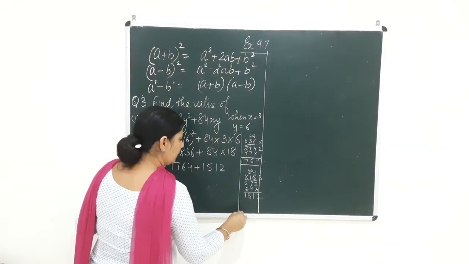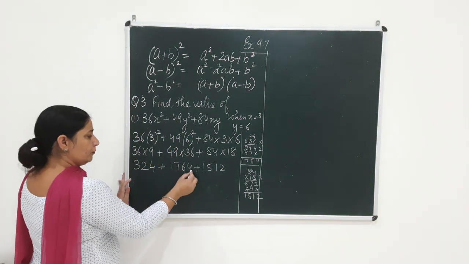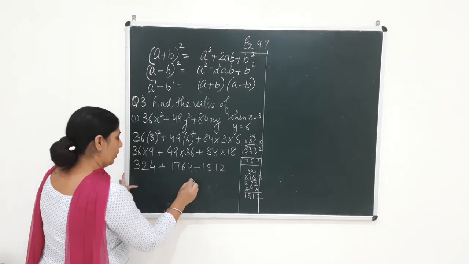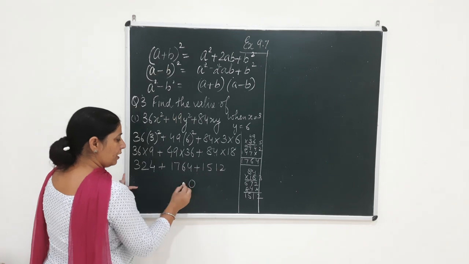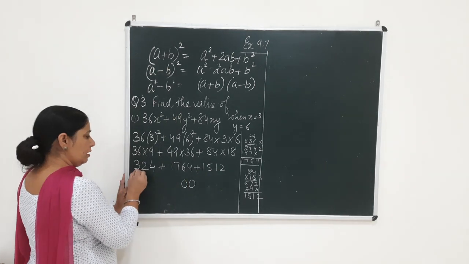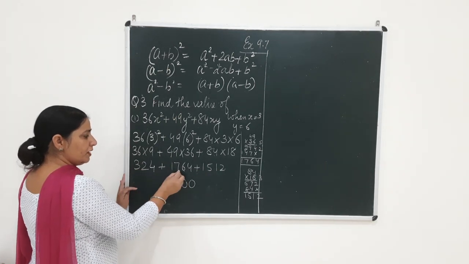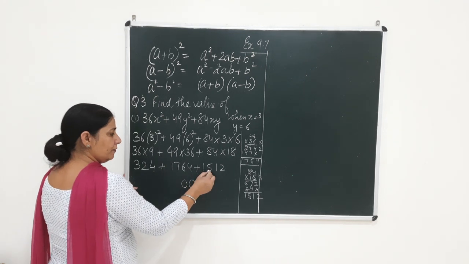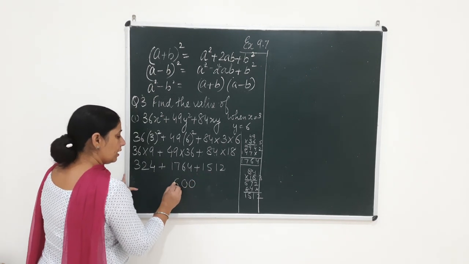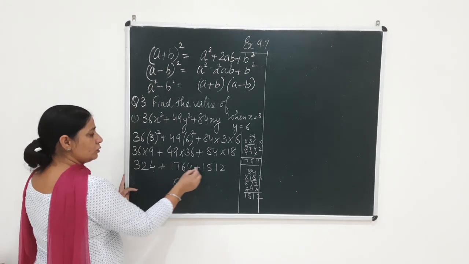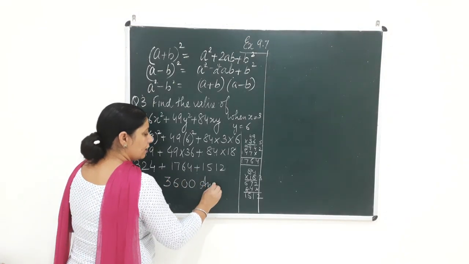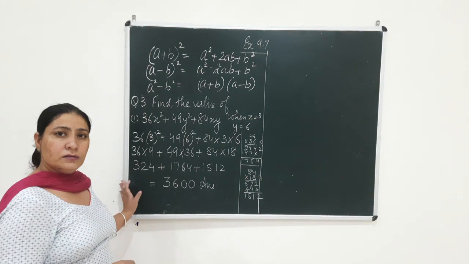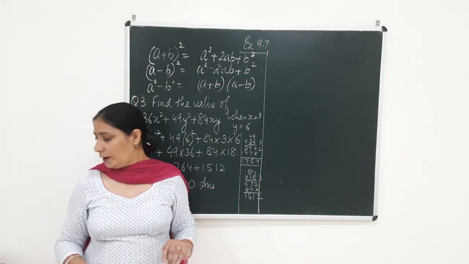Now, beta, we will add them all. 4 plus 4, 8 plus 2, 10, 0, 1 carry, 2 and 1, 3, 3 plus 6, 9 and 1, 10, 0 again 1 carry, 3 plus 1, 4, 4 plus 7, 11, 11 plus 5, that is equal to 16. Again, beta, 1 carry, 1 and 1, 2 and 1, 3. So the answer to my question is 3600. Clear, beta? The same way you can do the second part also.